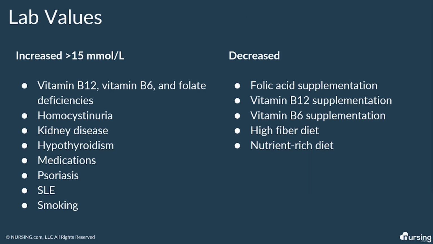Lab values, when they're increased, anything greater than 15 millimoles per liter, are going to indicate a deficiency in nutrients like vitamin B12, vitamin B6, and folate. Homocysteinuria is a really rare disease where the body isn't actually able to process amino acids, and this lab will be increased in the presence of this rare disease. It's also going to be increased in kidney disease, hypothyroidism due to certain medications, psoriasis, lupus, and even smoking. A lot of this I attribute to inflammation.